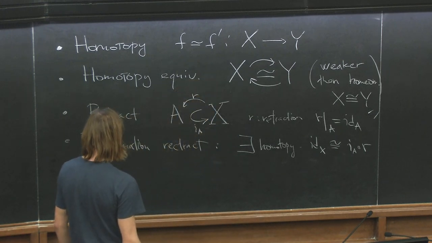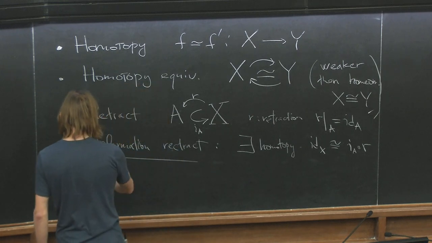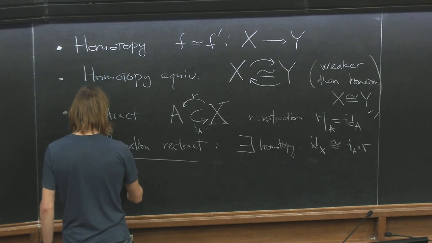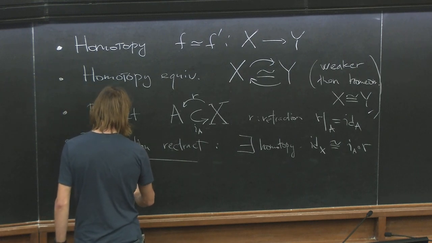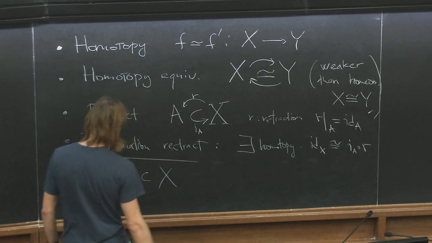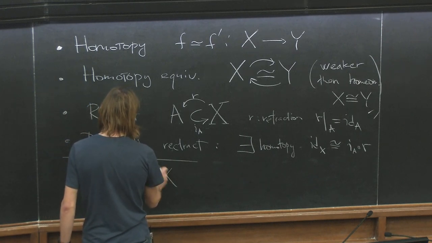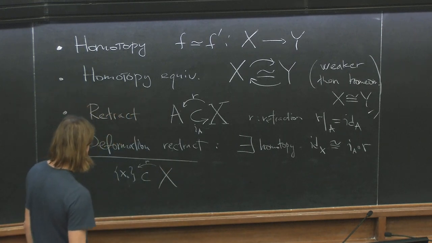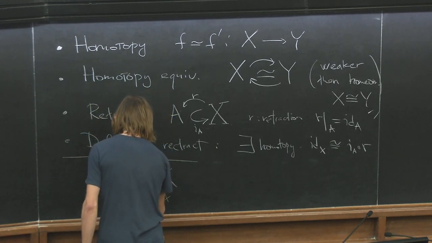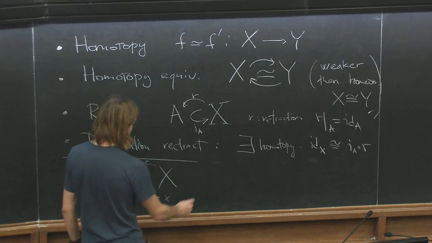Okay, and we did an example. So for any topological space, one can just take a subspace of a single point inside, and there is always a retraction: just take a constant map from X to the subspace. So any point here is sent to this fixed point x0.